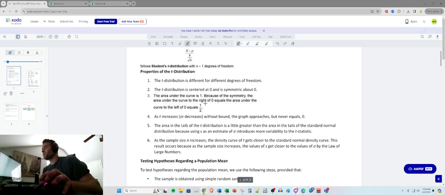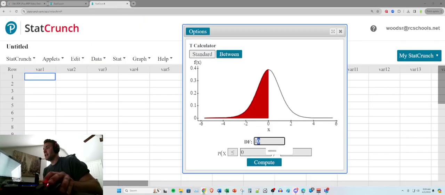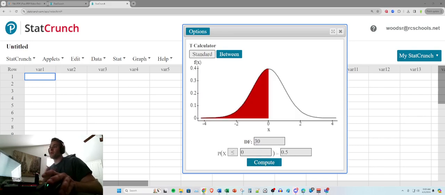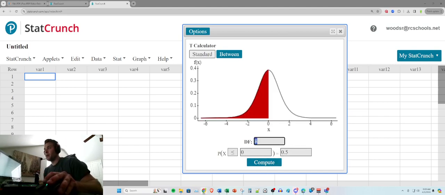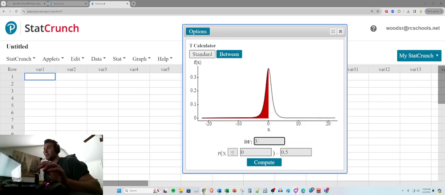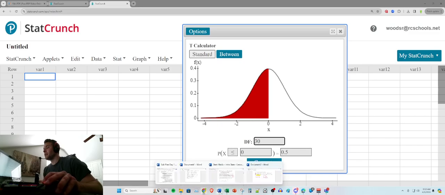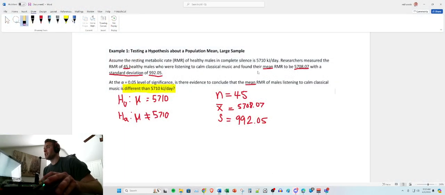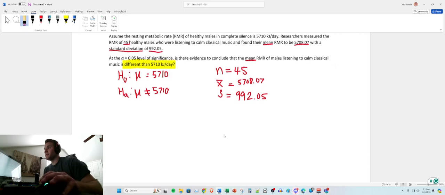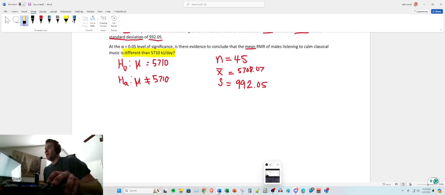So these are all the properties of the t distribution, and we've already gone through how this operates. If I increase the degrees of freedom, it gets wider and closer and closer to what would appear to be a normal curve. The lower it goes, the more narrow it gets, and there's more area out in the tails. But we're going to be using the t distribution because we don't know what the population standard deviation actually is. We have the sample standard deviation.